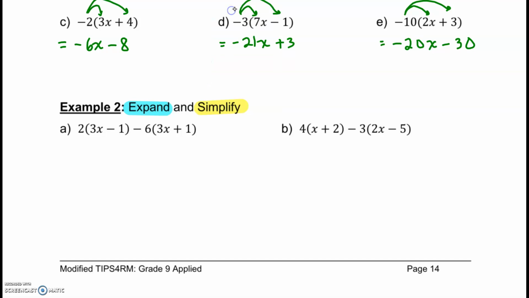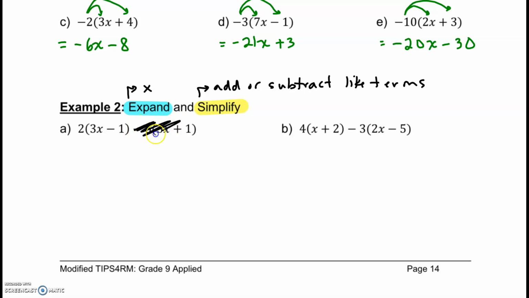So we know what expand is because we just looked at it. We know that that means multiplication. Simplify is what we've been doing the last 3 lessons, and simplify means either we're going to add or subtract like terms. So we're going to be doing both in these questions. Let's see how that looks. I have 2 times x minus 3 minus 6 times 3x plus 1. If I was to black this out, this first part here just looks like a question we did in example 1. So we already know how to do the first part.